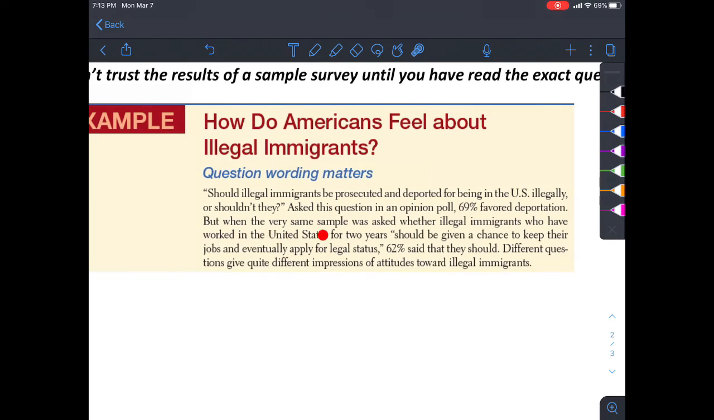But when the very same sample was asked whether illegal immigrants who have worked in the United States for 2 years should be given a chance to keep their jobs and eventually apply for legal status, 62% said they should. So you can see that a different question gets a different response. People who think illegal immigrants should be deported also largely think they should be allowed to eventually apply for legal status if they have worked in the United States. So how you word the question matters drastically in the response you get.